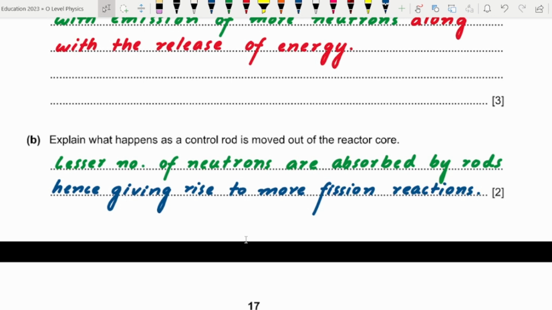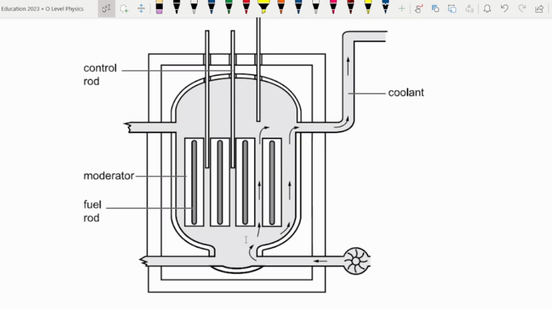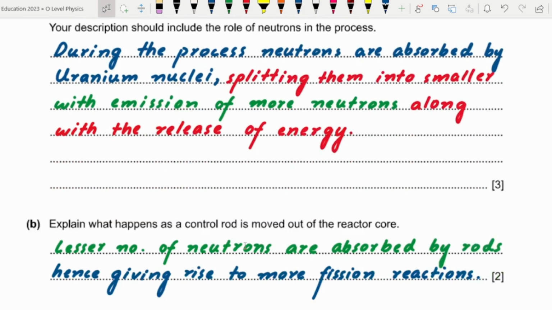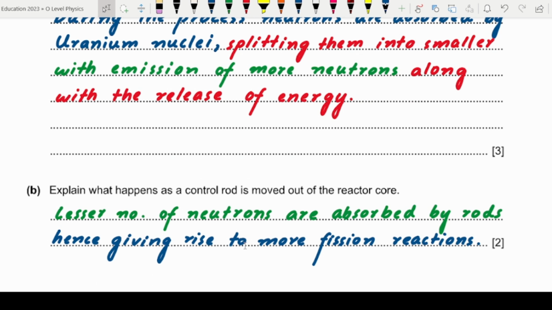Explain what happens as the control rod is moved out of the reactor core. So these are your control rods. If you're moving the control rods out of the reactor, more neutrons would be striking the uranium, and more nuclear fissions would occur. Since a lesser number of neutrons are absorbed by the rods, there would be more neutrons available for the nuclear fission, and hence more nuclear fission reactions.